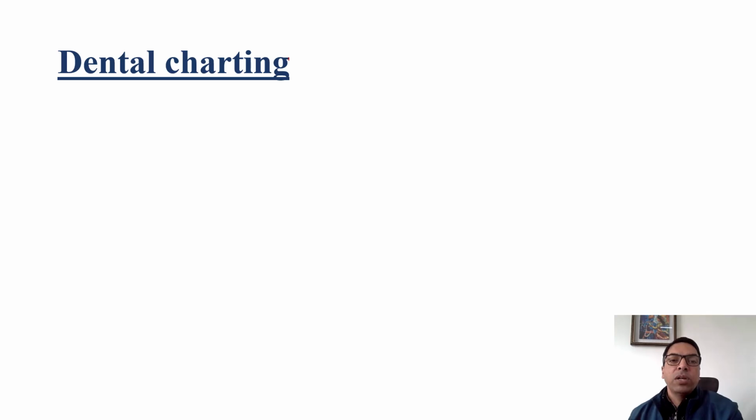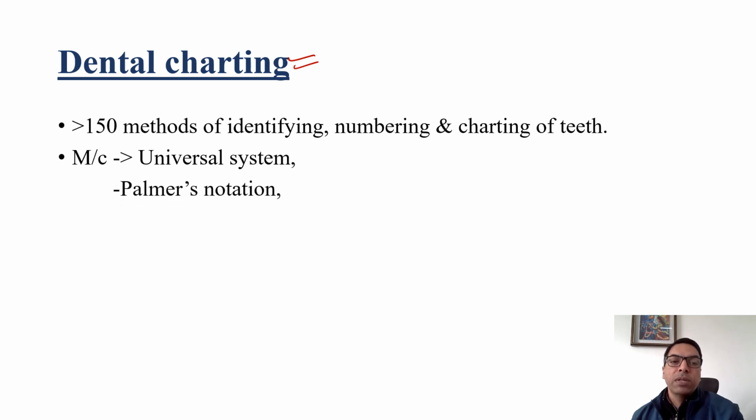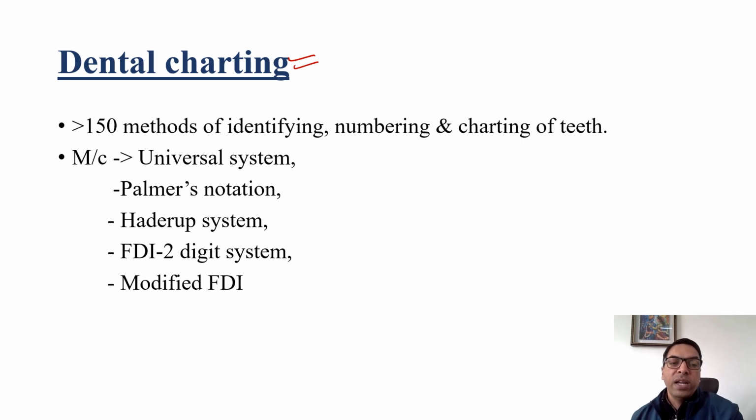Now, another very important topic is dental charting. There are more than 150 methods for identifying, numbering and charting of the teeth used worldwide. The most common of these are the universal system, Palmer's notation, Haderup system, FDI two-digit system, modified FDI system, and the last is diagrammatic or anatomical charting, right?